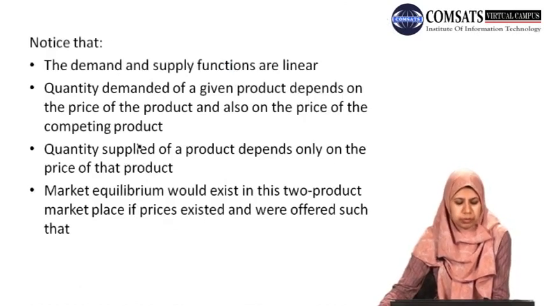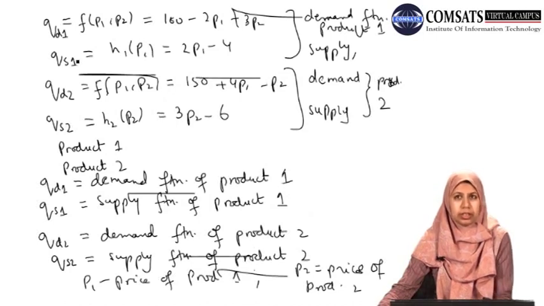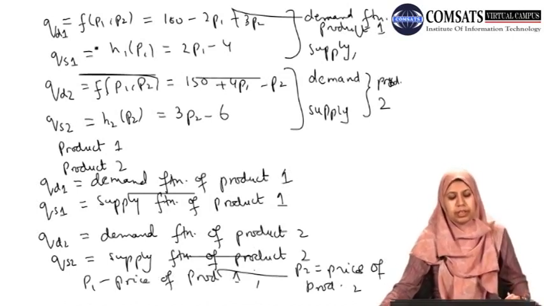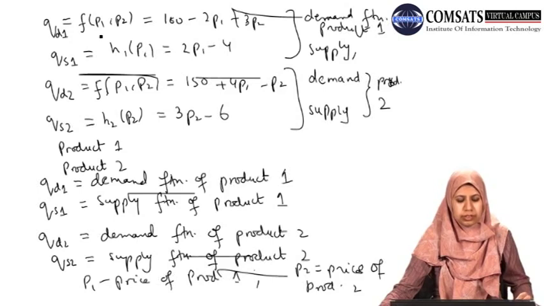Third thing we have observed is that the quantity supplied of a product depends only on the price of that product. That is, QS1 is the quantity supplied function, QS2 is the quantity supplied function of product 2. They are only functions depending on that product only. That is, QS1 is a function of product 1 only, and QS2 is a function of product 2 only.